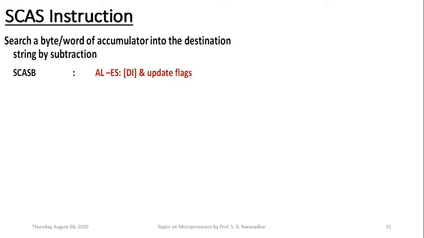It clearly means that the byte which is to be searched will be taken into accumulator AL. This byte is first of all compared with the first byte of that destination string. If it is not matching, obviously AL minus that first byte of the string will not set the zero flag.